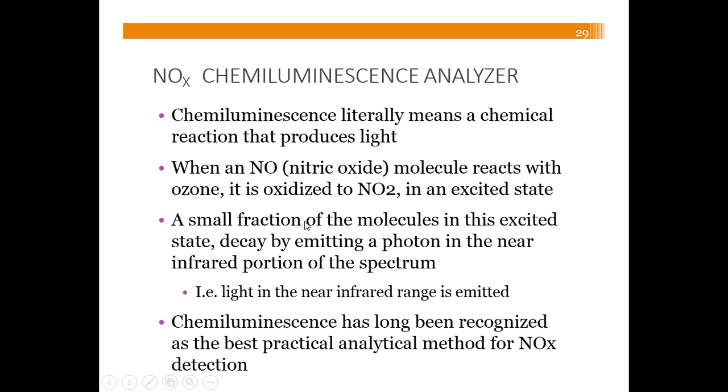What happens is a small fraction of the molecules in that excited state decays and breaks down by emitting a photon in the near infrared portion of the spectrum. In other words, as it breaks down, it's emitting light. As chemiluminescence defines, it produces light. That is, light in the near infrared range is emitted. So that chemical reaction produces light.